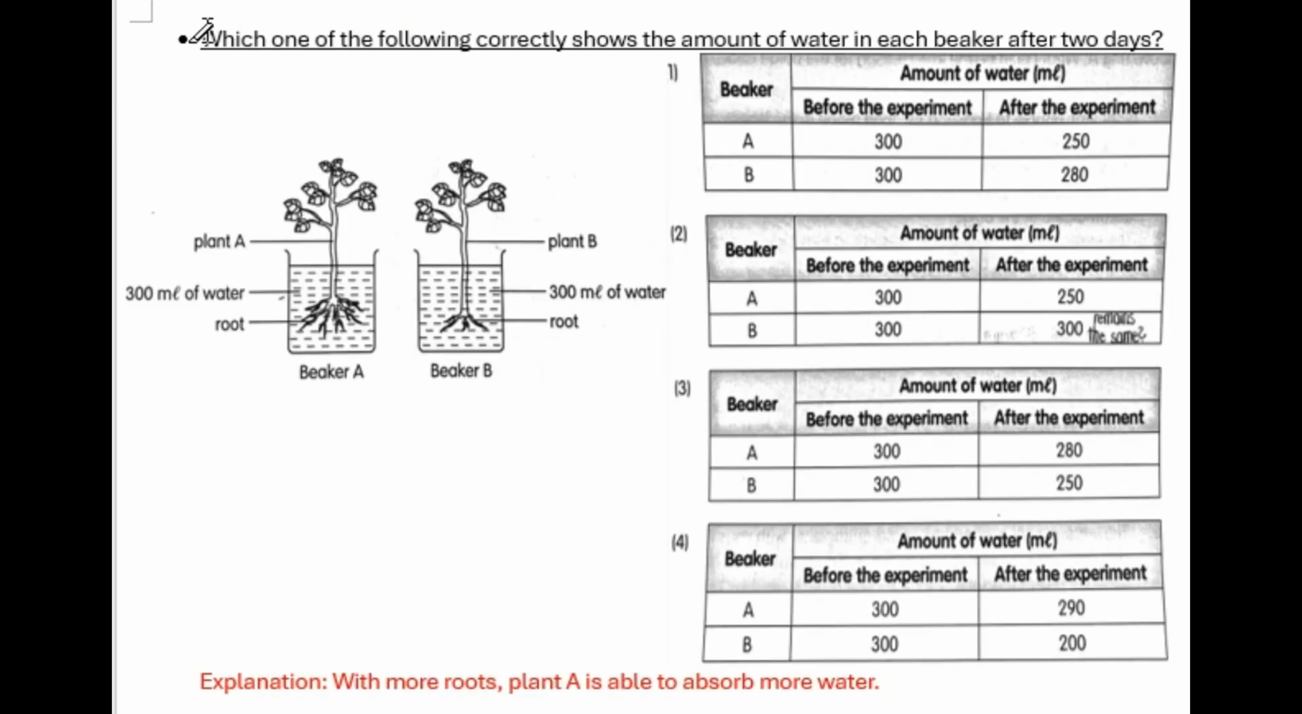Which one of the following correctly shows the amount of water in each beaker after 2 days? Beaker A. Amount of water: before the experiment, 300 milliliters. After the experiment, 250 milliliters. Beaker B. Amount of water: before the experiment, 300 milliliters. After the experiment, 280 milliliters. Explanation: with more roots, plant A is able to absorb more water.